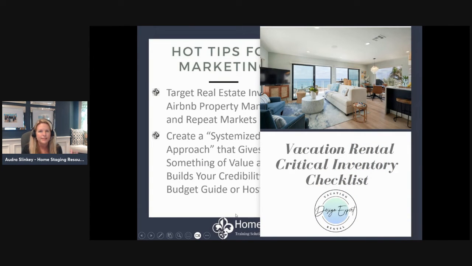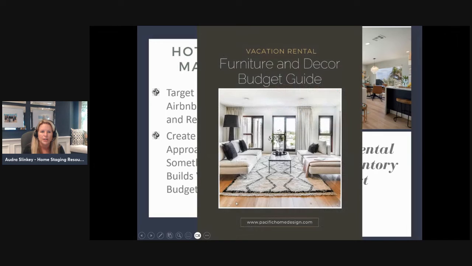So a couple ideas for you. These are things that I have in my training. I have a vacation rental critical inventory checklist. And this really appeals to hosts, especially new hosts, who think, oh, I want this checklist because I don't want to miss anything when I'm buying things for my Airbnb. So you have this checklist.